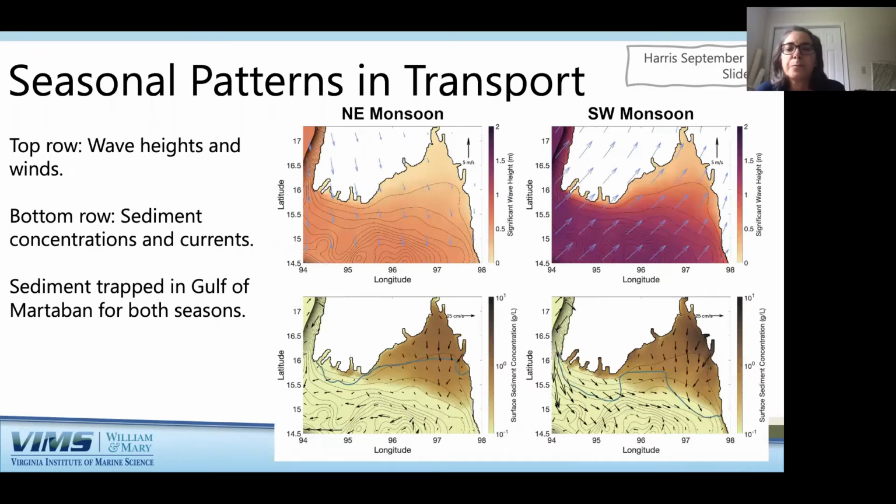And then looking again at seasonal patterns in transport, the top row shows the wave height with the color, and the winds as the blue arrows. The bottom panels show the suspended sediment concentrations that were calculated for the Northeast model and the Southwest monsoon model. What's striking is that there is more energy in the system during the Southwest monsoon, but the patterns of turbidity really don't look that much different. We still have a muddy Gulf of Martaban area. The concentrations were higher during Southwest monsoon, but the extent of the feature really didn't vary.